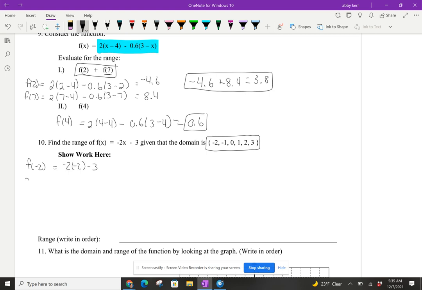So like I said before, I actually like to write it all out so I know what I'm typing in the calculator. You can do it one at a time. That's a personal preference. But this is the work that I need to see. Then f of 2 equals -2, parentheses 2 minus 3, and then f of 3.